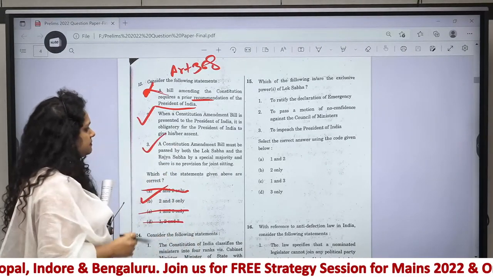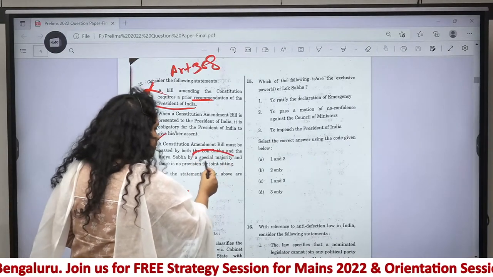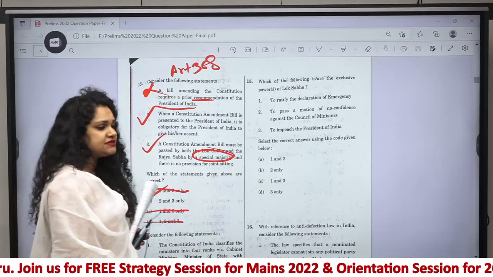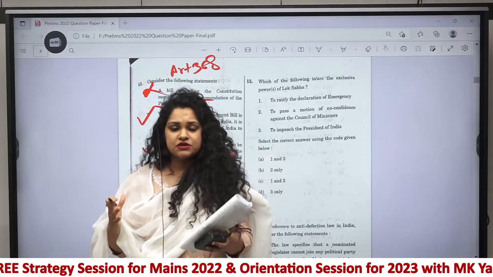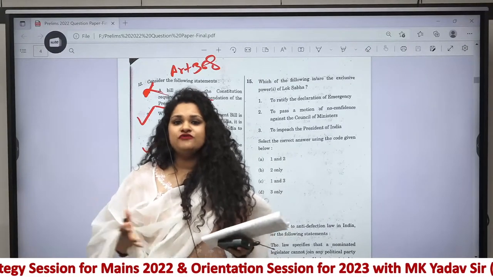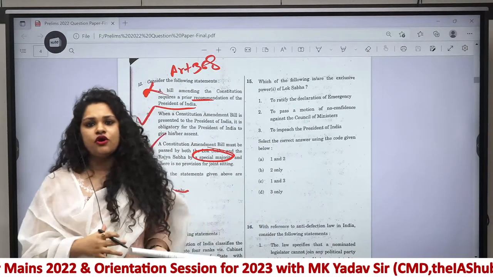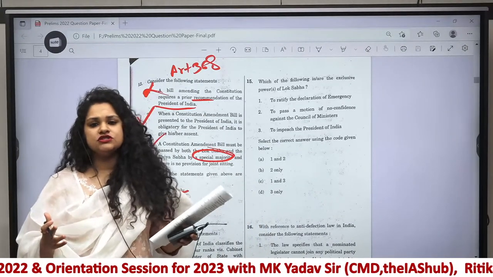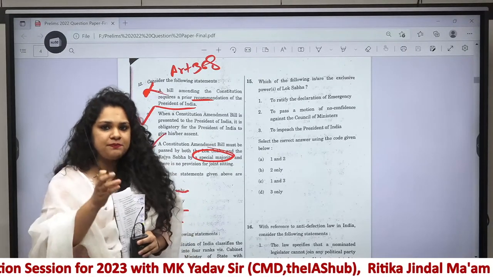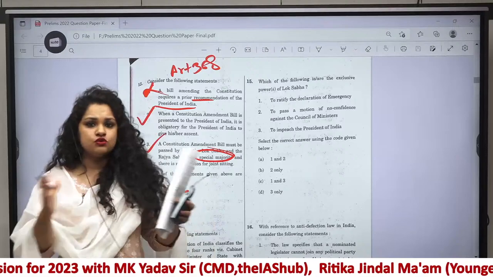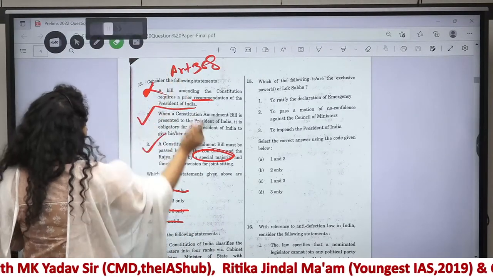A constitutional amendment bill must be passed by both the Lok Sabha and the Rajya Sabha by a special majority. We know that this is correct, and there is no provision for joint sitting. Of course there is no provision for joint sitting, because in case of divergence in views between the Lok Sabha and Rajya Sabha, the Lok Sabha obviously has a greater majority, so a joint sitting would tilt it in favor of the Lok Sabha. Therefore, a logical outcome is that there is no joint sitting. They pass the bill individually, exclusive of each other. So the answer to this is B. Very, very simple and straightforward question.